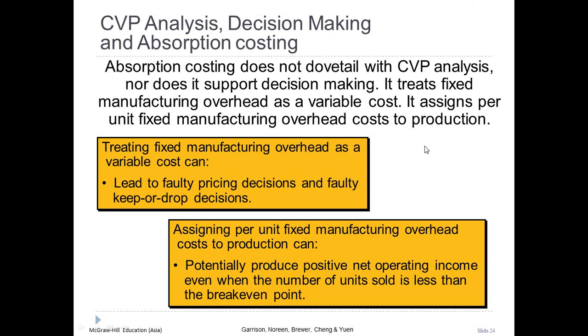Treating manufacturing overhead as a variable cost can lead to faulty pricing decisions and faulty keep or drop decisions. And assigning per unit manufacturing overhead cost to production can potentially produce positive net operating income even when the number of units sold is less than the break-even point.